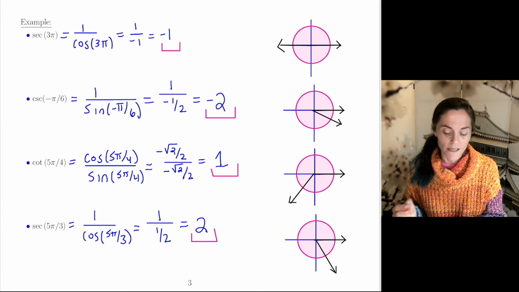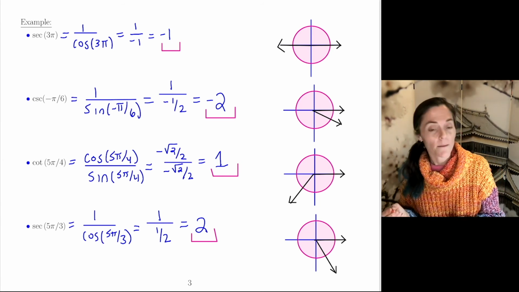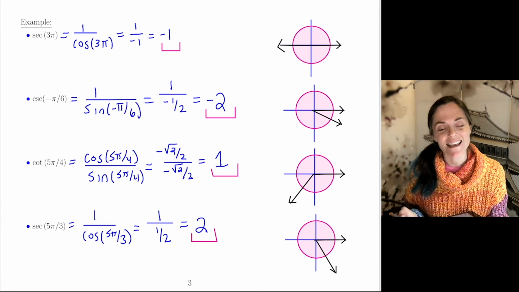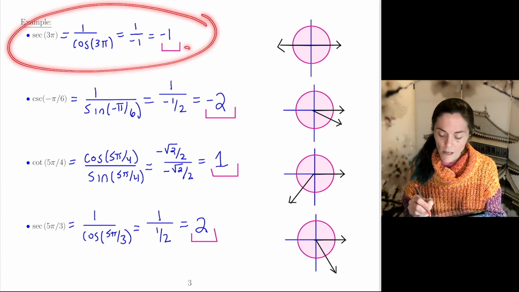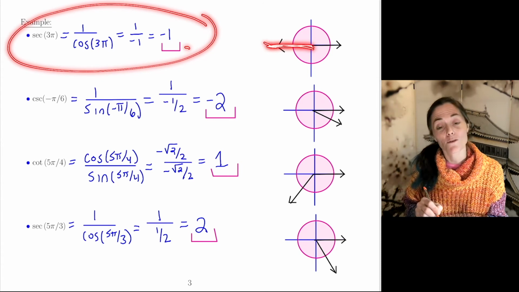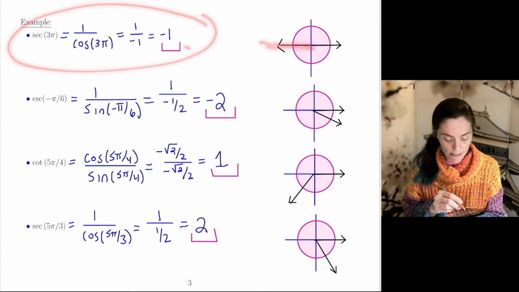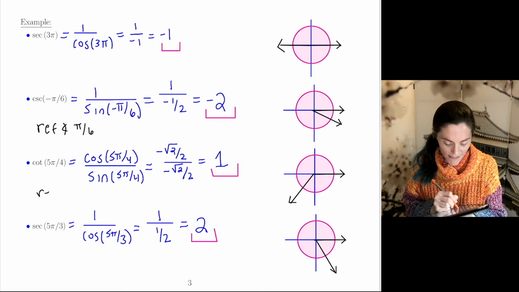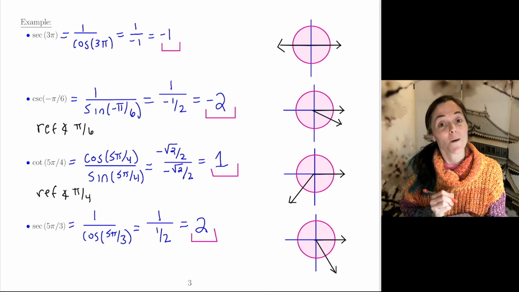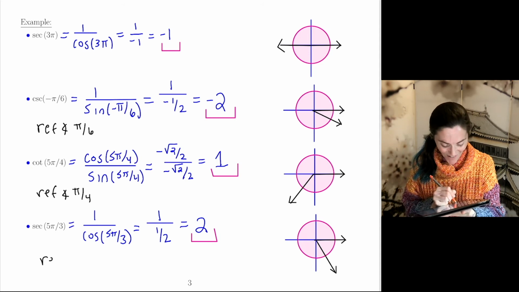Now, before we move to the next page, maybe I'll just write the reference angles for the ones that had them. Here, we didn't really have a reference angle because the 3 pi fell along the x-axis. But here, the reference angle was pi over 6. Here, the reference angle was pi over 4. And the one we just worked, the reference angle was pi over 3.